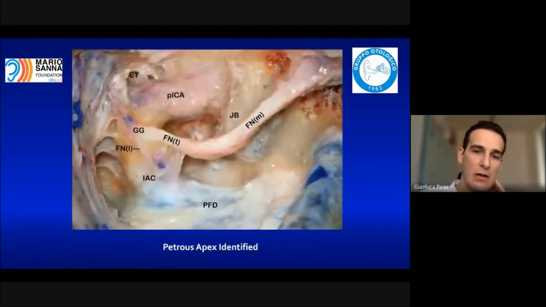You see? Here, even the inferior portion of the fallopian canal has been removed, so all the petrous apex has been identified. You see the jugular bulb, 1/3 anterior to the facial nerve, 2/3 posterior. Geniculate ganglion, labyrinthine segment, this goes towards the internal auditory canal portion of the facial nerve, and that's the greater superficial petrosal nerve.